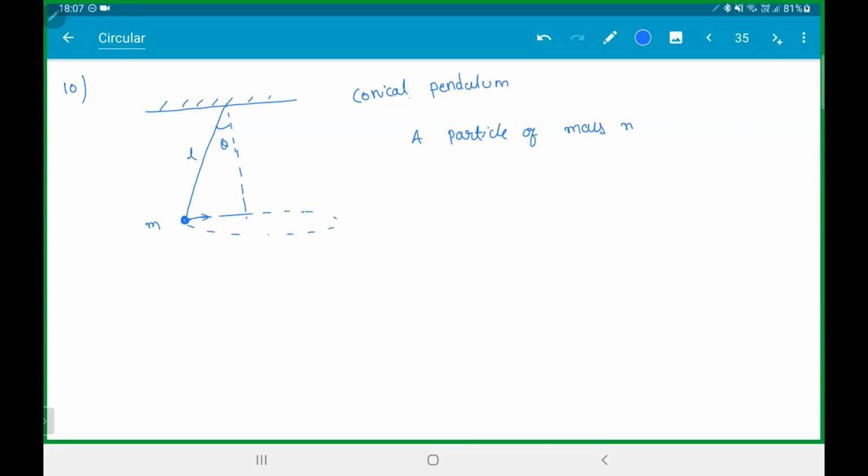The particle of mass M goes in a horizontal circle. Find the tension in the string and the time period for one revolution.